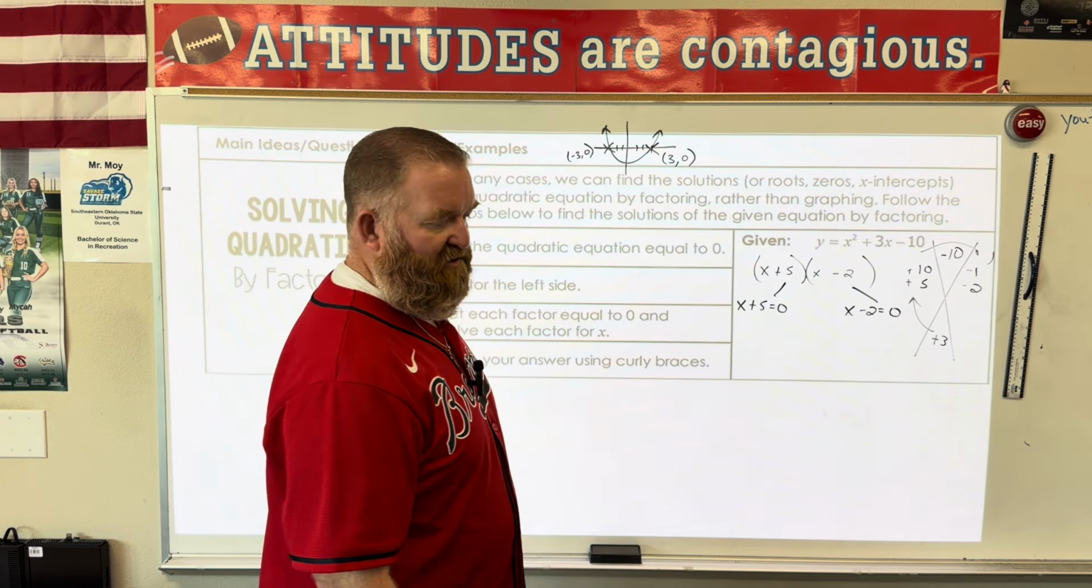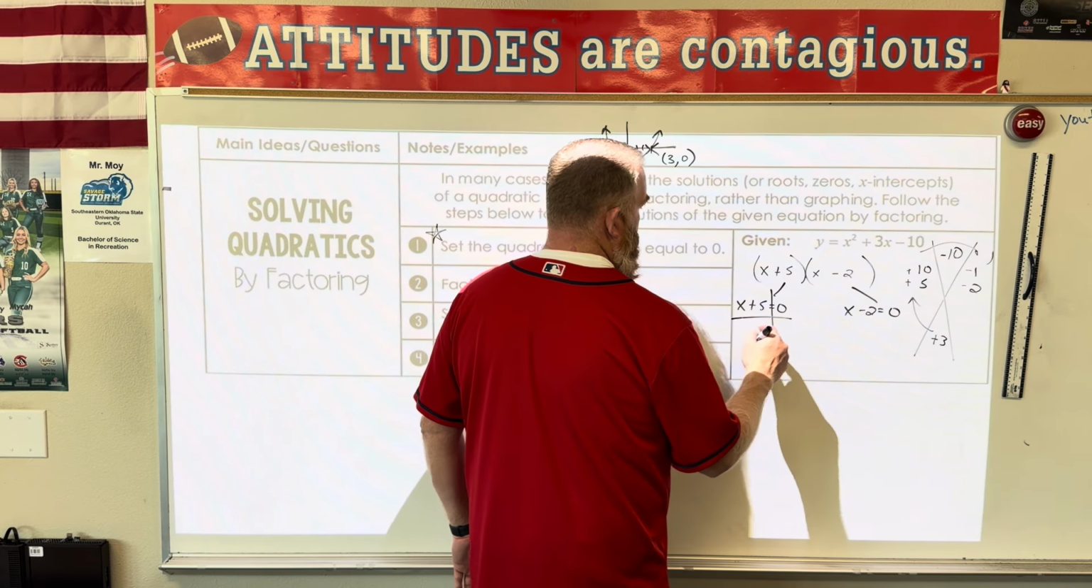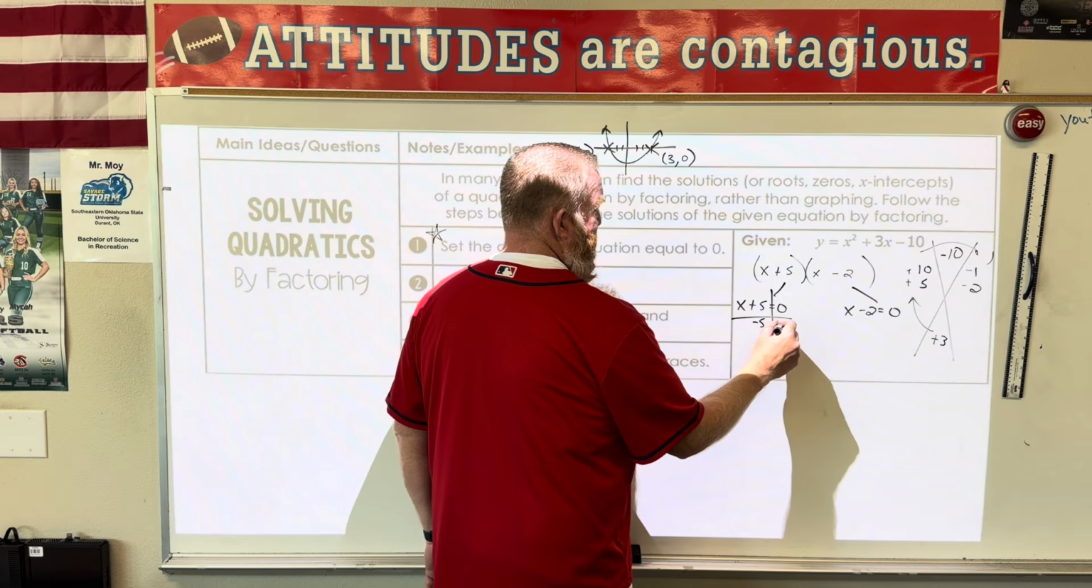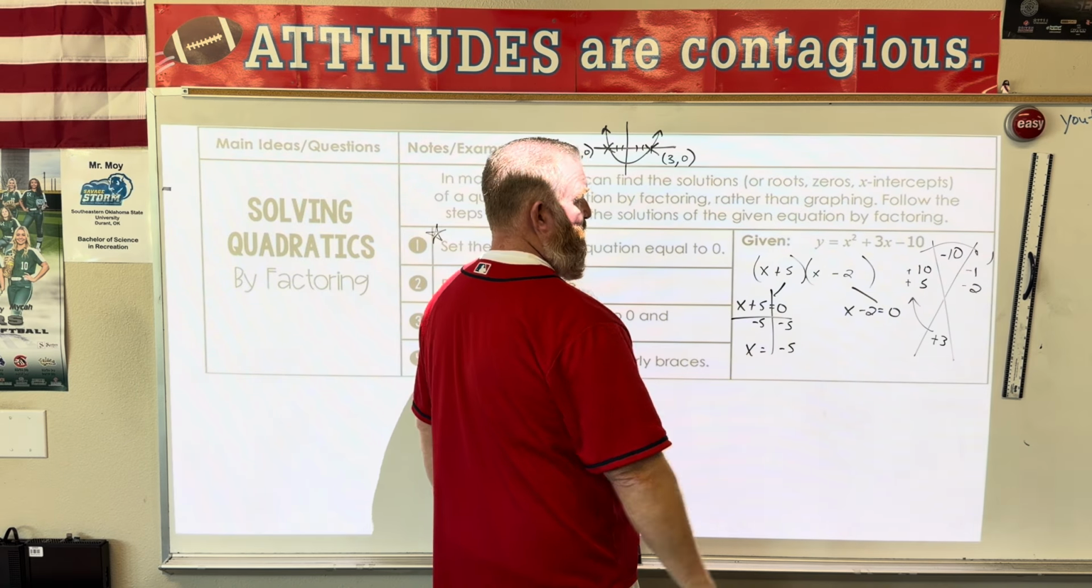Simple little one-step equations. That's all this is, guys. So what do you got? How do you get rid of positive 5? You subtract 5 from both sides. What's 0 minus 5? X equals what? Negative 5. Perfect. There's one of them.